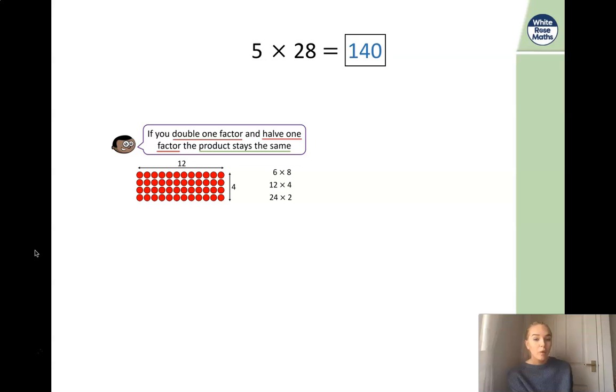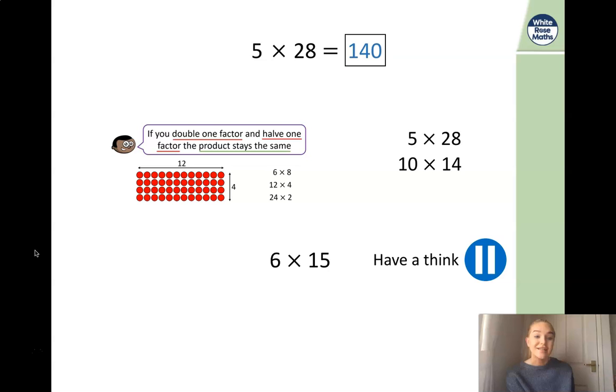The final way that we could work out this one is using our rule of doubling one factor, halving the other, making sure that the product always stays the same. So, if you've done this one, which factor have you chosen to double and which factor have you chosen to halve? Tell the screen, please. I think I would have done that too. What I would have done is I would have doubled the 5, because we know that we can double it to make 10, and halved the 28, giving us 10 multiplied by 14, which is 140.